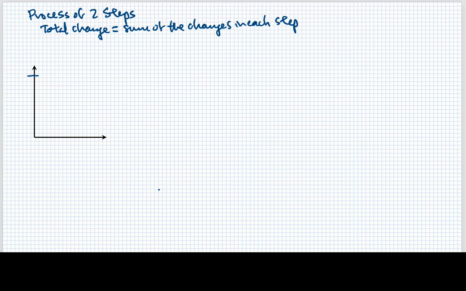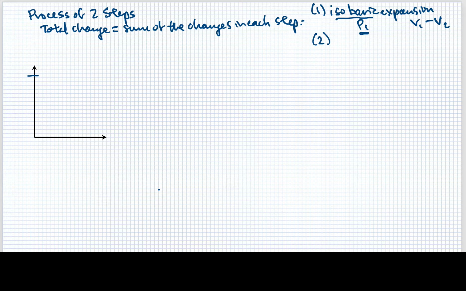So I want to imagine a process that has the following 2 steps. The first step is going to be an isobaric expansion that goes from V1 to V2 at pressure P1. Isobaric, so it's constant pressure. This is the constant pressure.